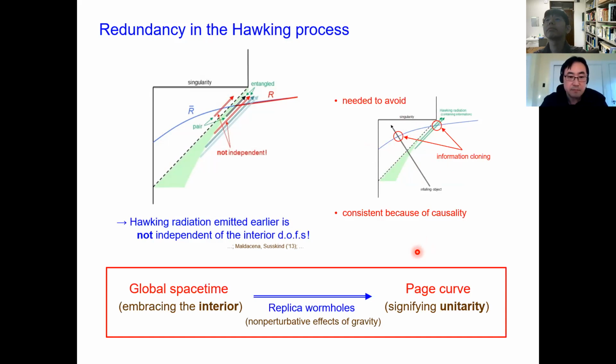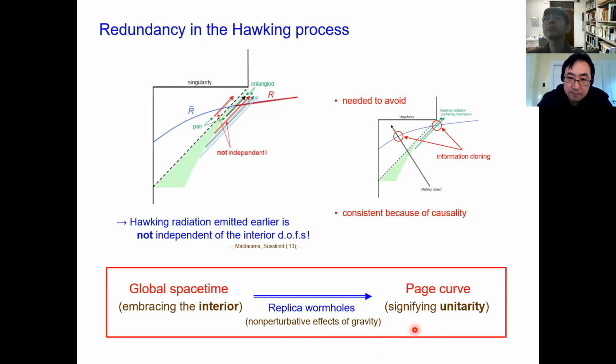Okay? So, summarizing, in this picture, starting from global space-time, namely the general relativistic picture, and embracing the interior, unitarity is not obvious, as in Hawking's thought. But because of this replica wormhole, at the effect of gravity, in fact the theory preserves unitarity. And so that's the way you view things in this picture.